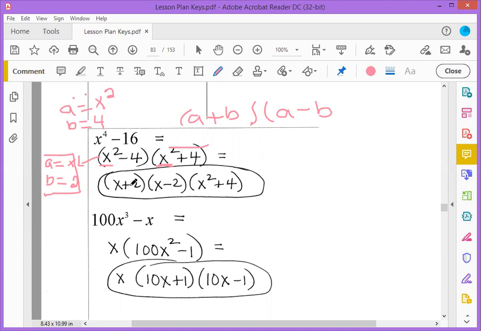So we factor using x for a and 2 for b. So we have x plus 2 and x minus 2. After we factor the x squared minus 4 using x plus 2 and x minus 2, we just copy down the third term, which would be x squared plus 4. But this is our solution.